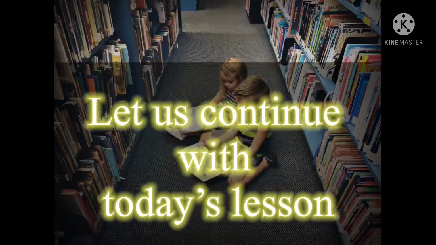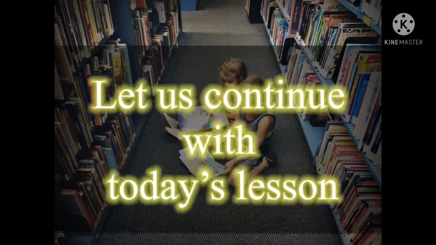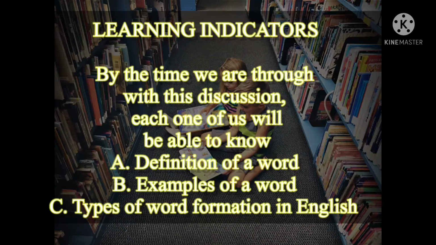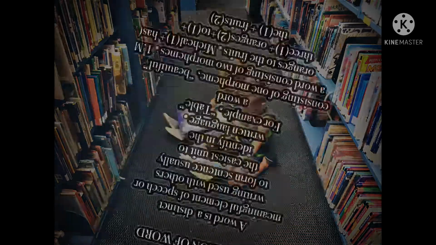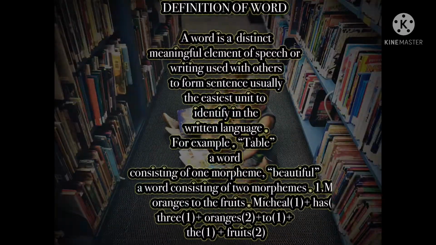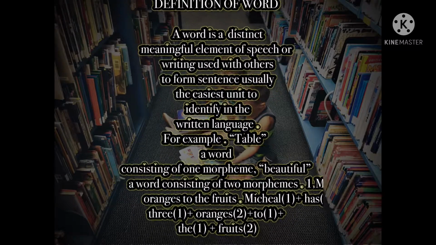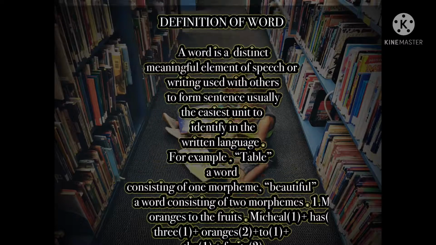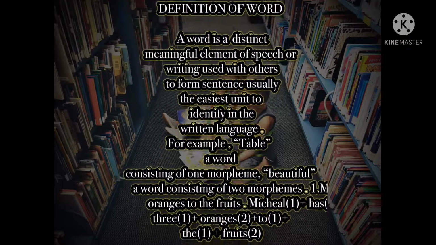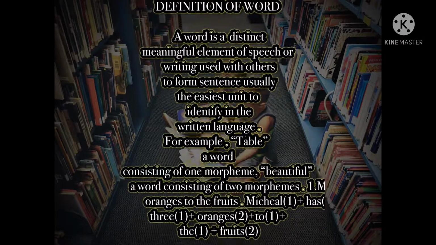Today's lesson. Before we start, students must be able to discuss what a word is and the types of word formation in the English language. So, we would like to talk of the definition and examples of a word. A word is a single, distinct, meaningful element of speech or writing used with others to form a sentence, usually the easiest unit to identify in written language.